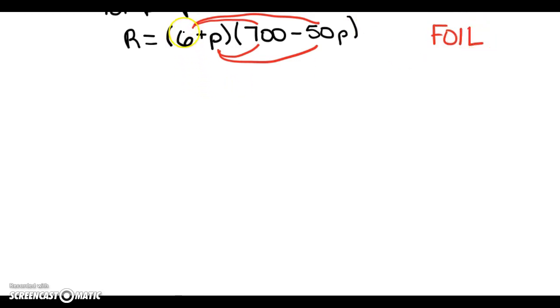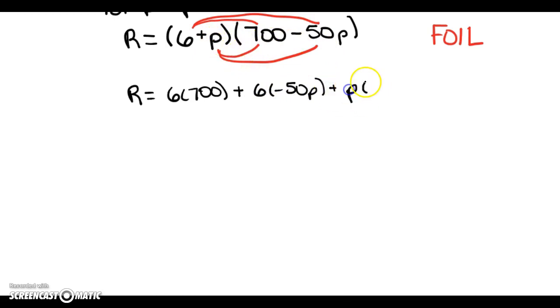So let's start. We have 6 times 700. And then every time we do a new multiplication, we're going to separate that with a plus sign. Then we do outside, so 6 times negative 50p. Then we're going to do inside, so plus p times 700. And then the last terms, which is p times negative 50p.